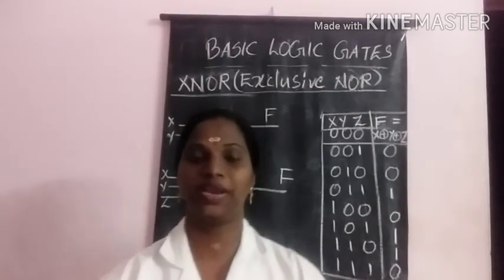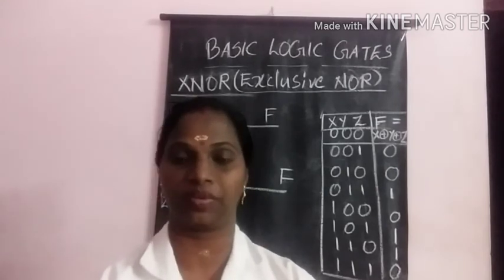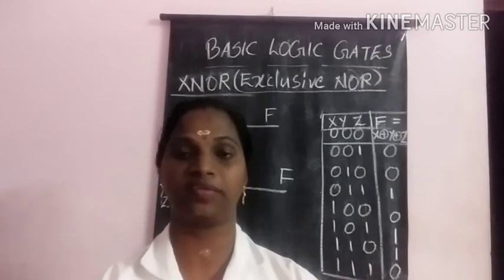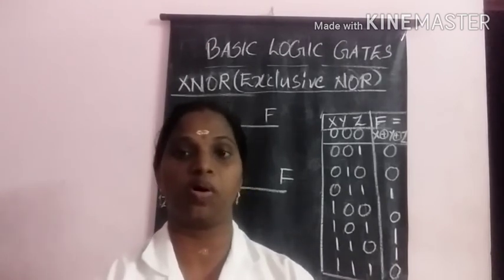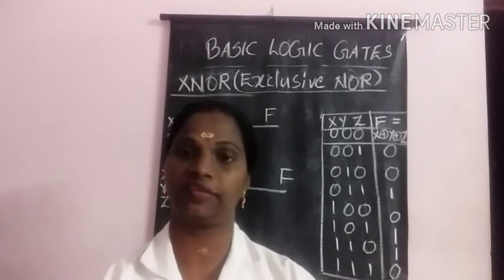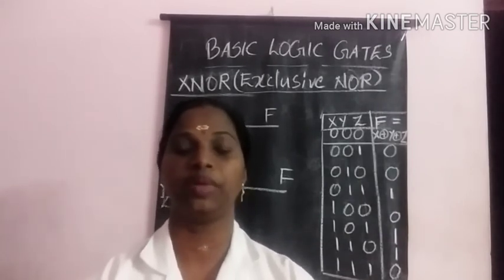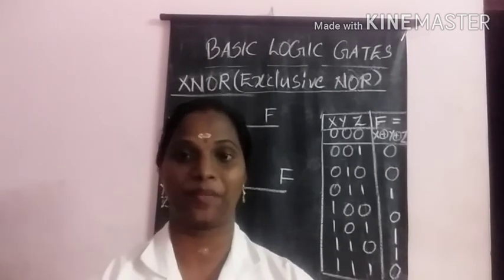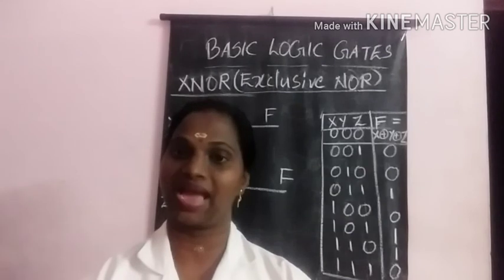Okay children, now let us wind up this section. Today we learned the different types of logic gates: AND, OR, NOT, NAND, NOR, XOR and XNOR, and also how to evaluate a Boolean expression. Please do more problems at home. See you again with another topic.